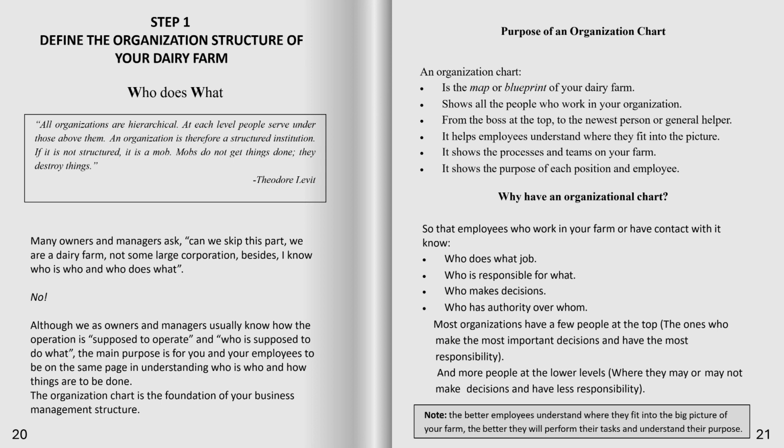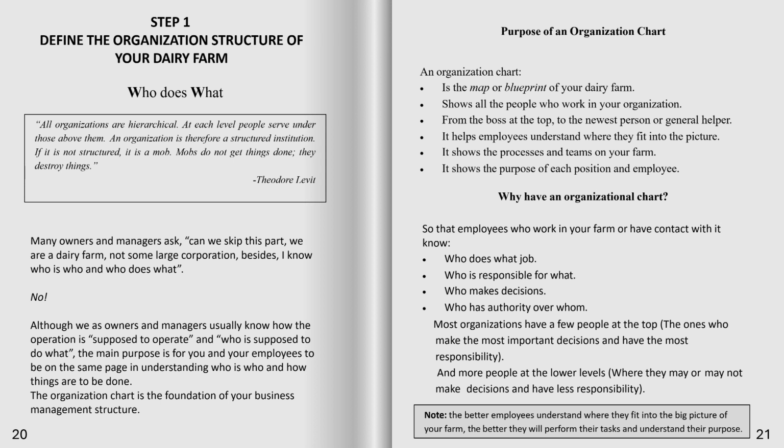Purpose of an organization chart. An organization chart is the map or blueprint of your dairy farm. It shows all the people who work in your organization, from the boss at the top to the newest person or general helper. It helps employees understand where they fit into the picture. It shows the processes and teams on your farm, and it shows the purpose of each position and employee.